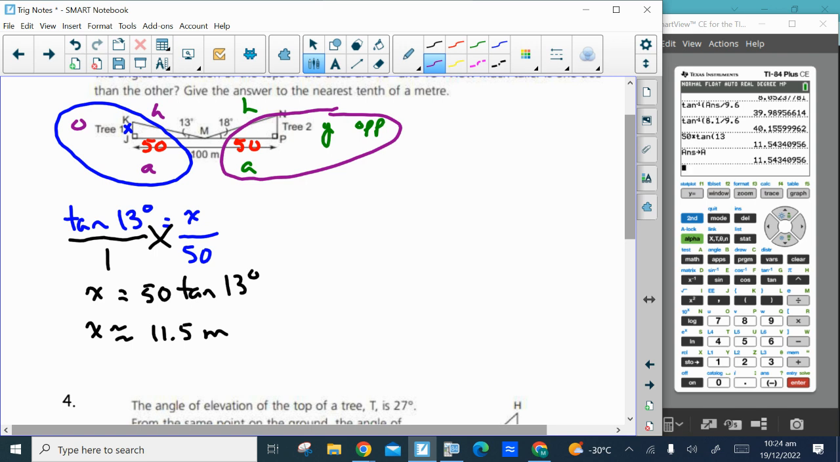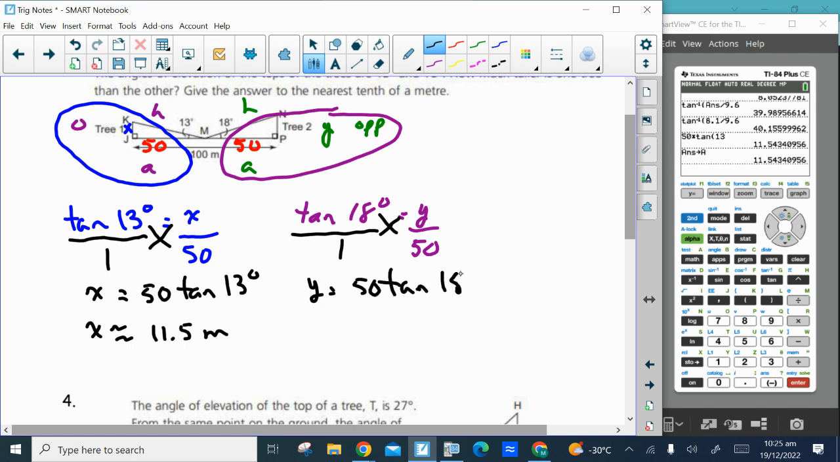And like the last triangle, the tan ratio uses opposite and adjacent. Only now the angle is 18 degrees. That's the angle of elevation in that second triangle. And the TOA part tells us it's opposite first, adjacent second. Opposite on top, adjacent on the bottom. Make both sides a fraction, so we can cross multiply. 1 times y equals 50 times the tan of 18 degrees.